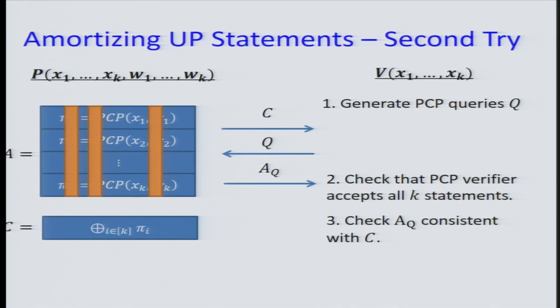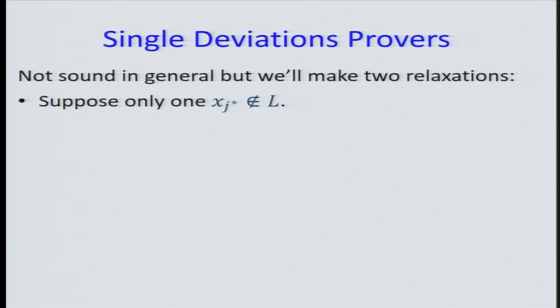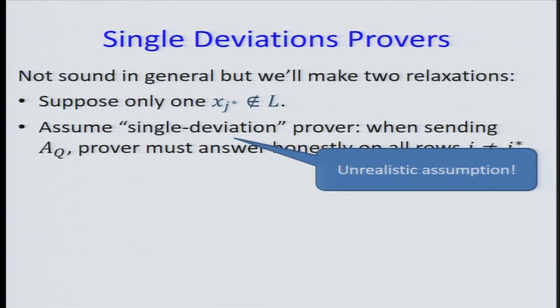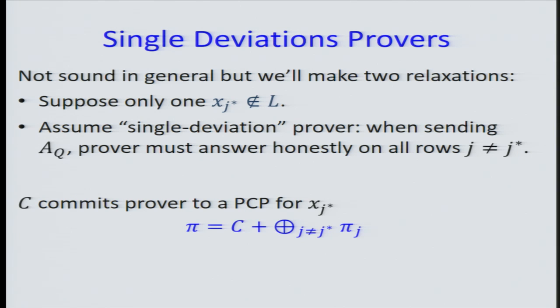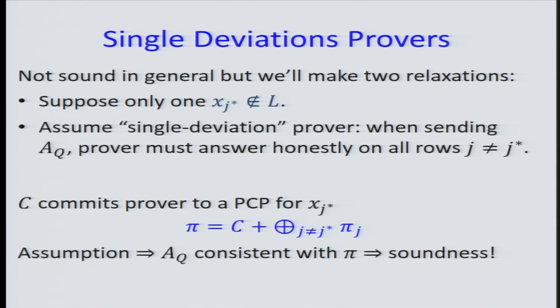Once I check the consistency over here by summing these up, it means that the answers the prover gives on the columns have to be consistent with the PCP that he committed to in the first round. Because the PCP has soundness, the verifier is going to reject. Does that make sense? OK. All right, so we have a PCP for the J star row. And the fact that we check this consistency of the columns gives us soundness via the soundness of the PCP.